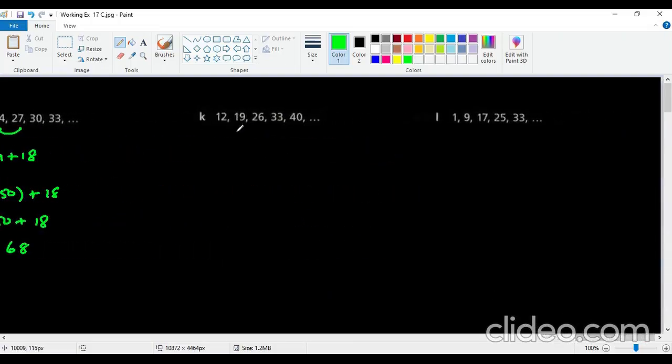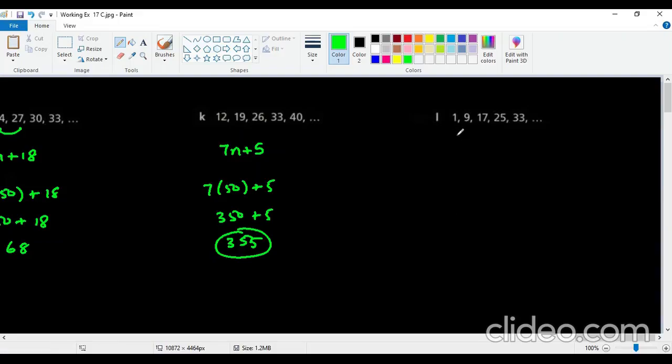In K, the difference between all of them is 7, and in 7 there should be 5 added to make it a 12. That means 7n plus 5 is the term rule. 7 times 50 plus 5, so this is going to be 350, plus 5 is going to give us 355 as the 50th term of this sequence.